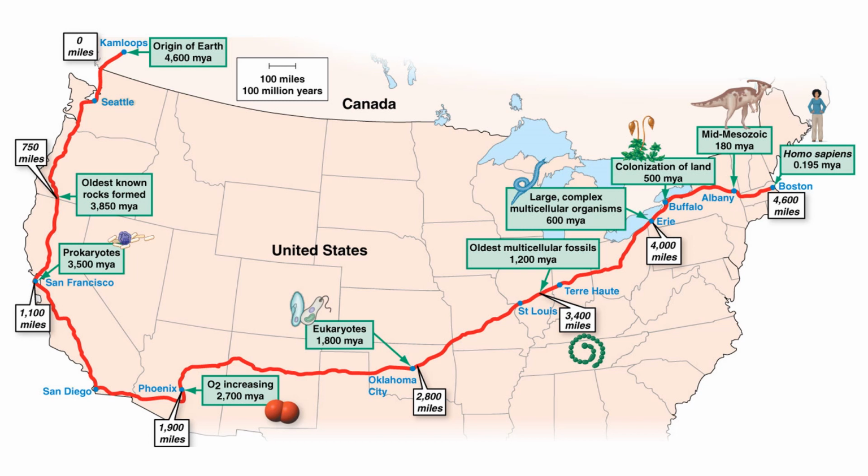Once we get to Albany, this is the mid-Mesozoic, about 180 million years ago, the time of the dinosaurs. And once we get to Boston, this is approximately 0.195 million years ago. This is when we start to have the first humans, when Homo sapiens would have evolved.